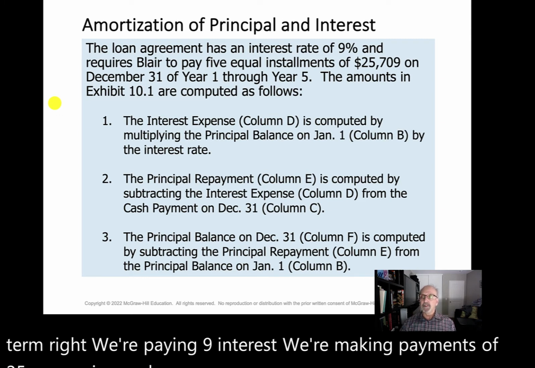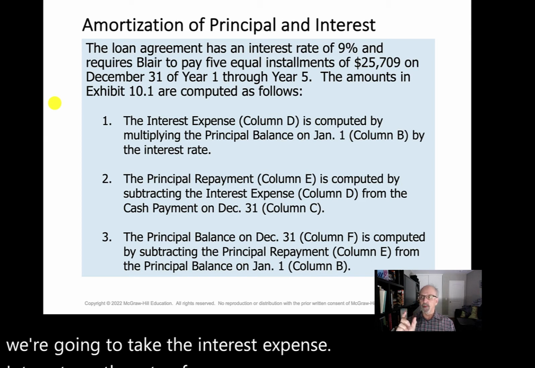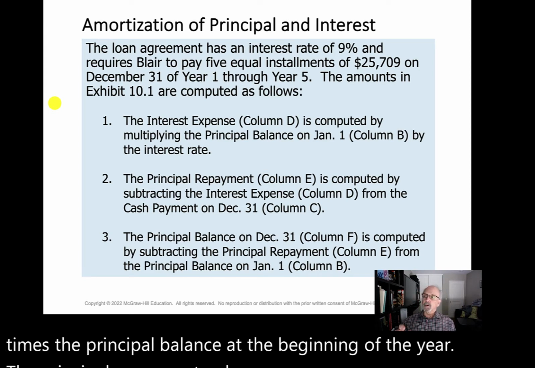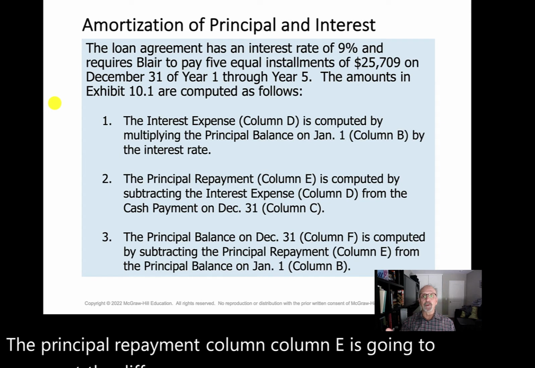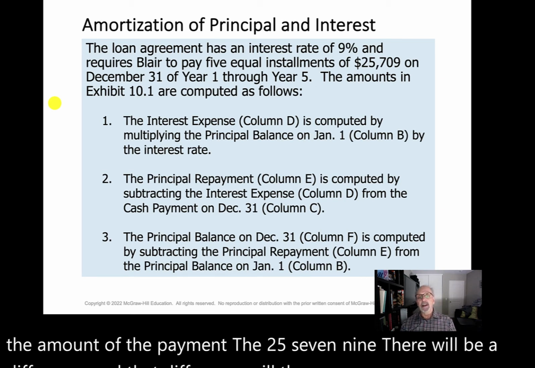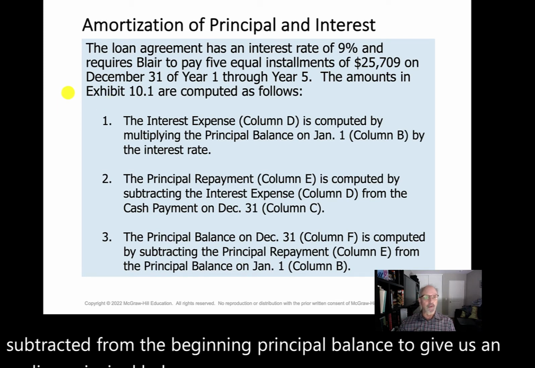Now, column D is the interest expense column. The way we're going to calculate that is we're going to take the rate of interest of 9% and multiply it times the principal balance at the beginning of the year. The principal repayment column, column E, is going to represent the difference between the interest that's due and the amount of the payment, the $25,709. There will be a difference, and that difference will then go to number 3. It'll be subtracted from the beginning principal balance to give us an ending principal balance.